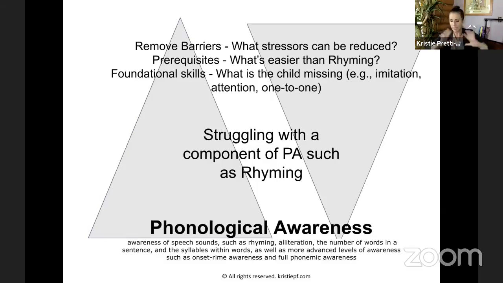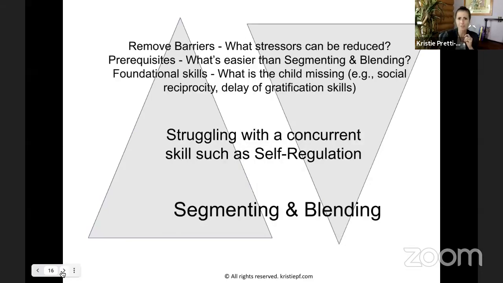So instead of doing anything about the what, I actually reduce the stressors that will allow the child to come back to the green zone, and then they actually can learn phonological awareness back down there at the first level.